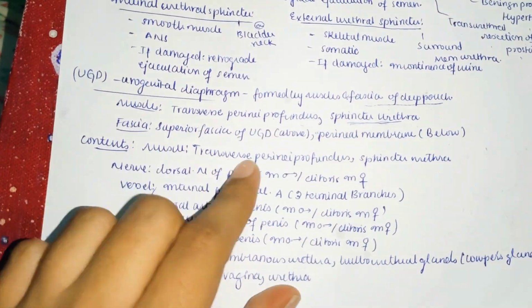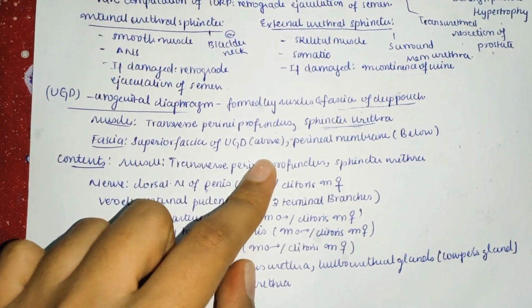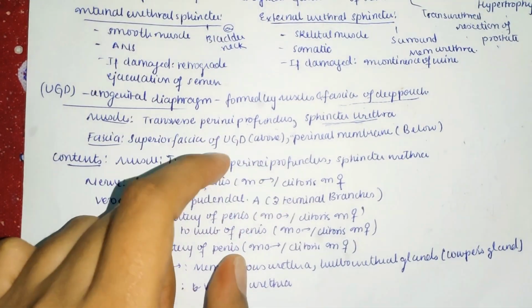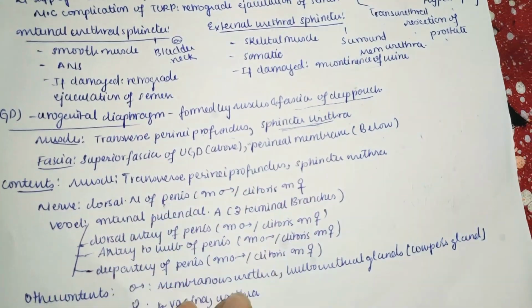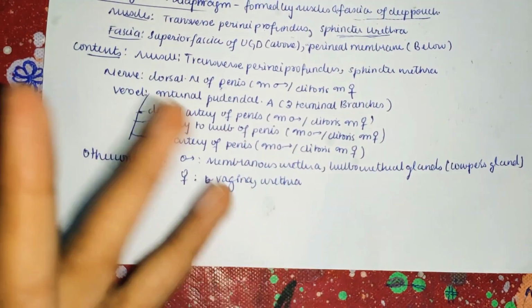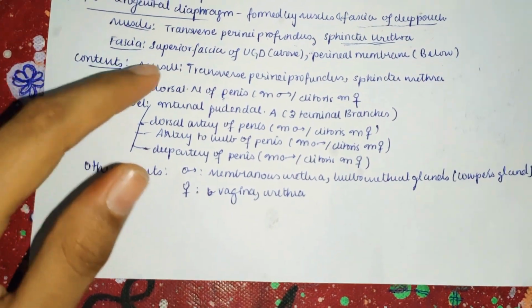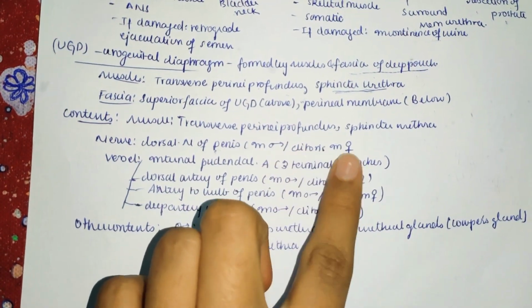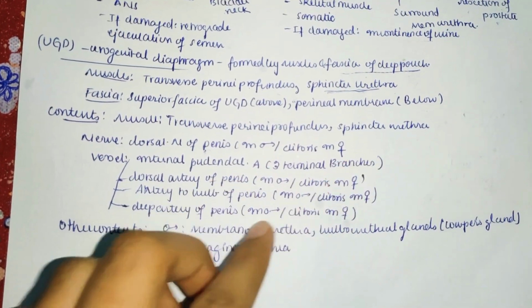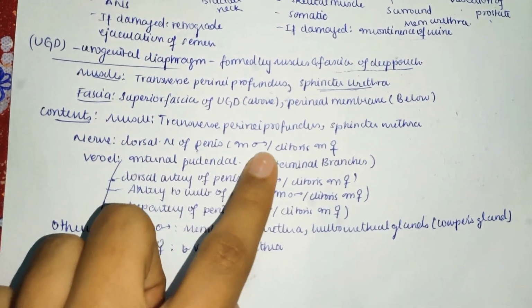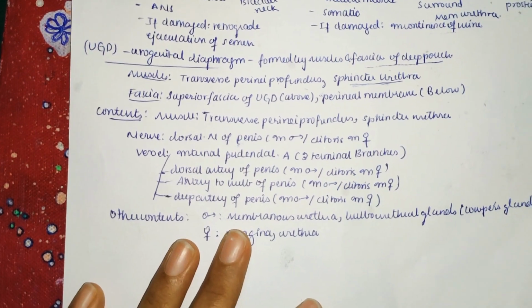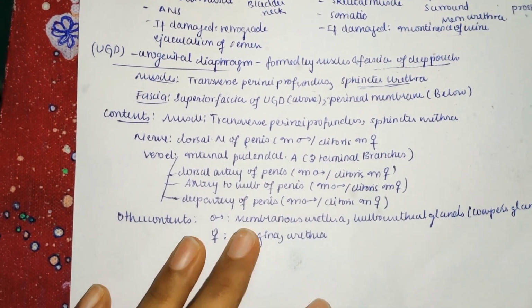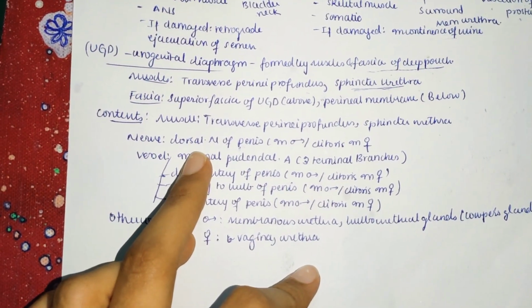And there are fascias like the superficial fascia of the urogenital diaphragm. Of course, it will be in the deep space. The perineal membrane will also be in the deep perineal space; space or pouch is the same. So the contents: the muscles are transverse perineal profundus and sphincter urethrae. The nerve is the dorsal nerve of the penis in male, clitoris in female. The dorsal nerve of the penis is a branch of the pudendal nerve, right?